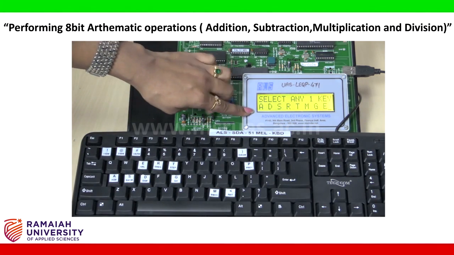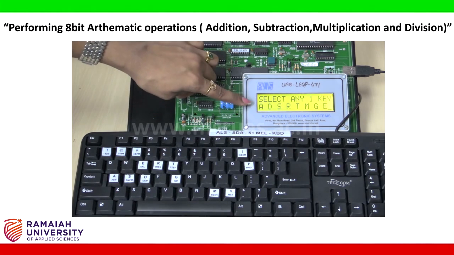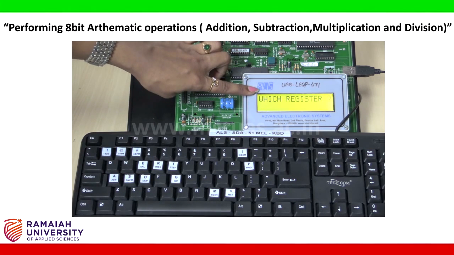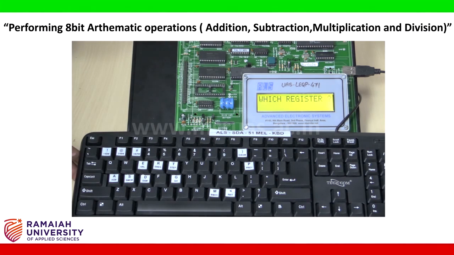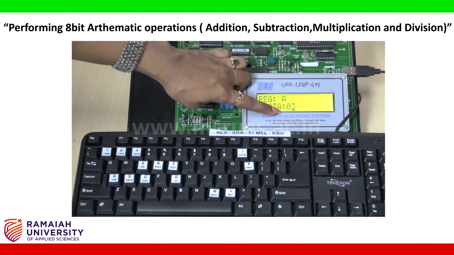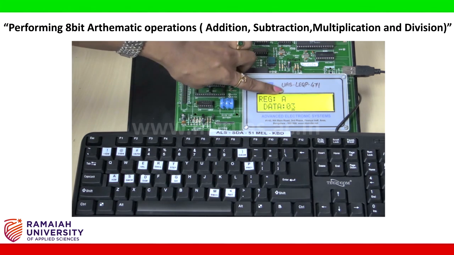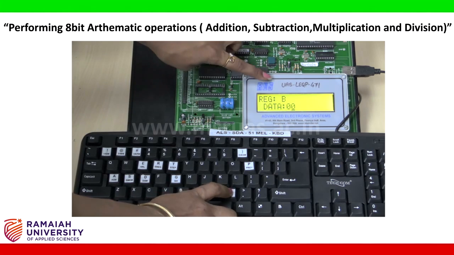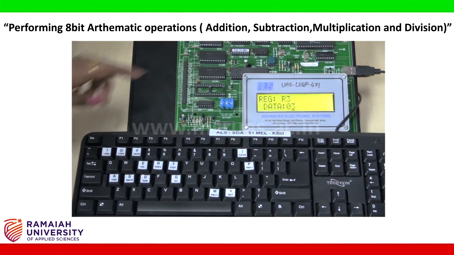Again it is asking where your result is displayed. Our result is in the register, that is why give R. It is asking for which register. As I have told you, our result will be in the accumulator register, so click on A. We have given 6 minus 3, so the answer is 03, and it is stored in the accumulator. If we want to check other registers, click on next so that you can see other registers also.